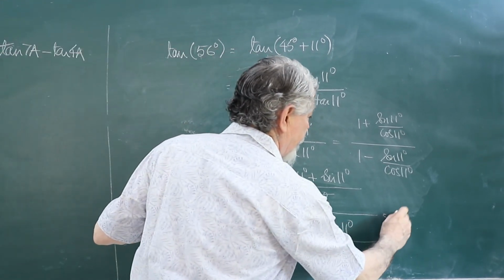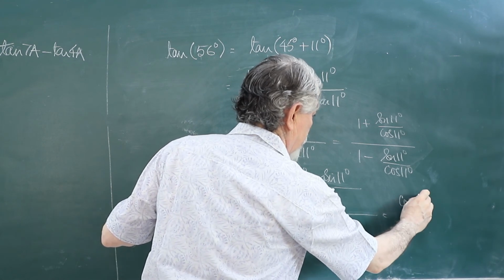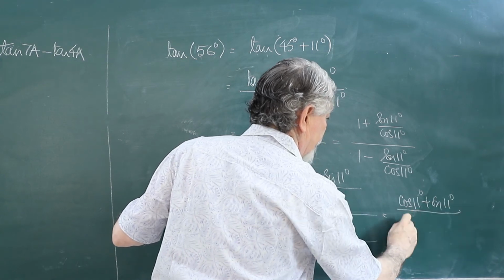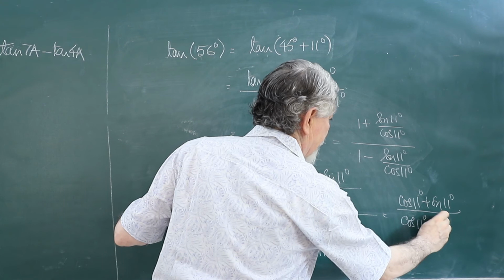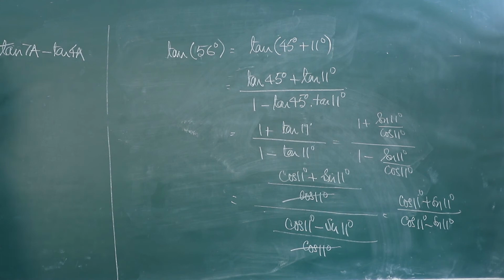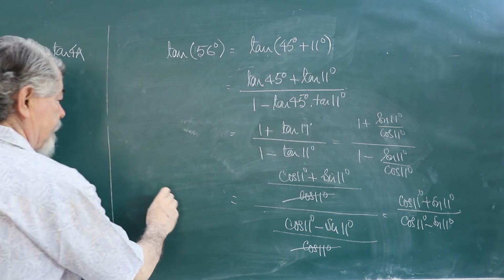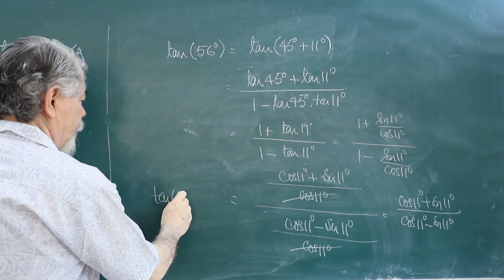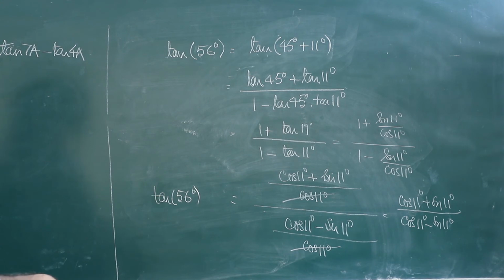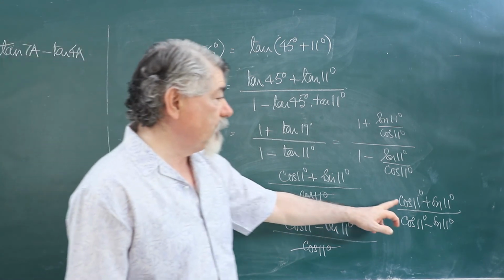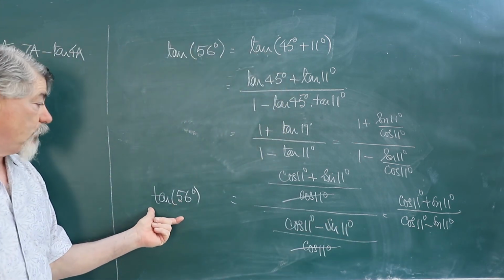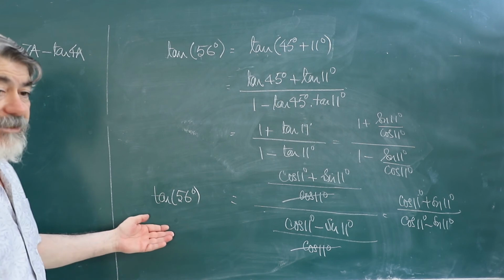We get cos 11 degree plus sine 11 degree upon cos 11 degree minus sine 11 degree is equal to 1056. That is what you wanted. 1056. You reverse the order, bring the left hand side to the right hand side and the right hand side to the left hand side. You will be able to get cos 11 plus sine 11 upon cos 11 minus sine 11 is equal to 1056.